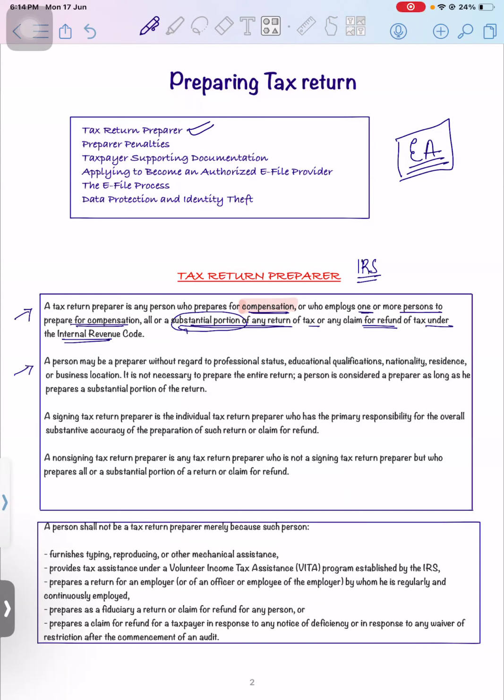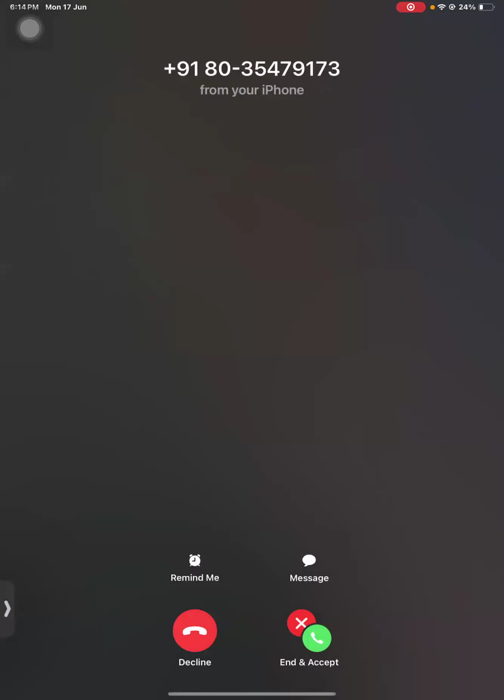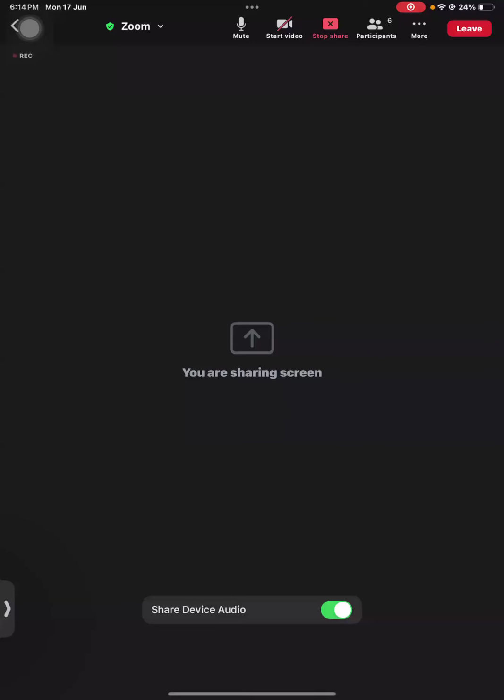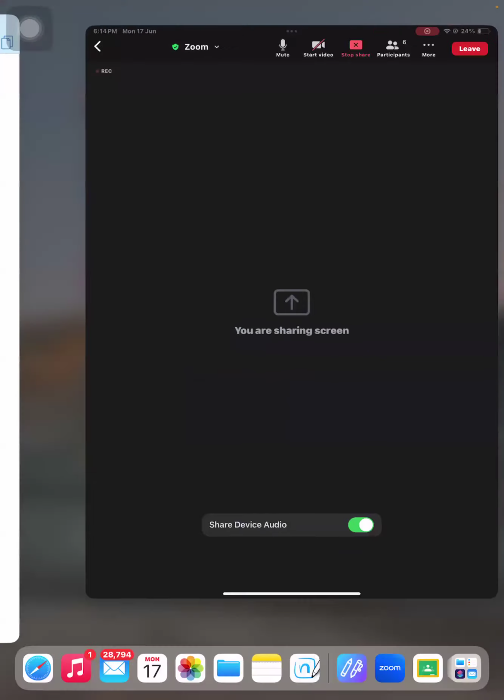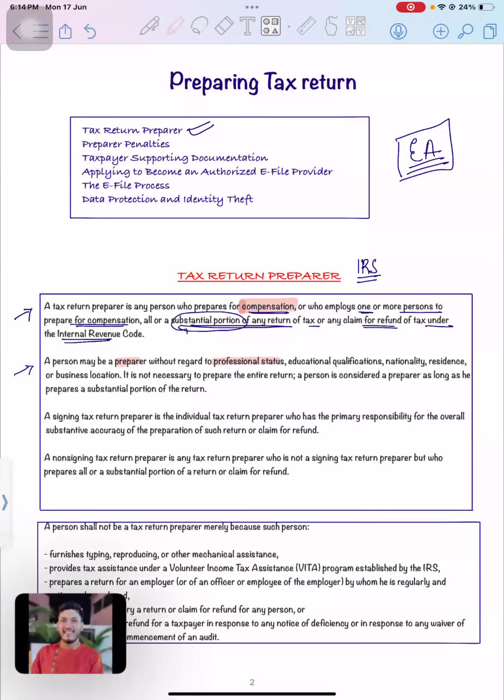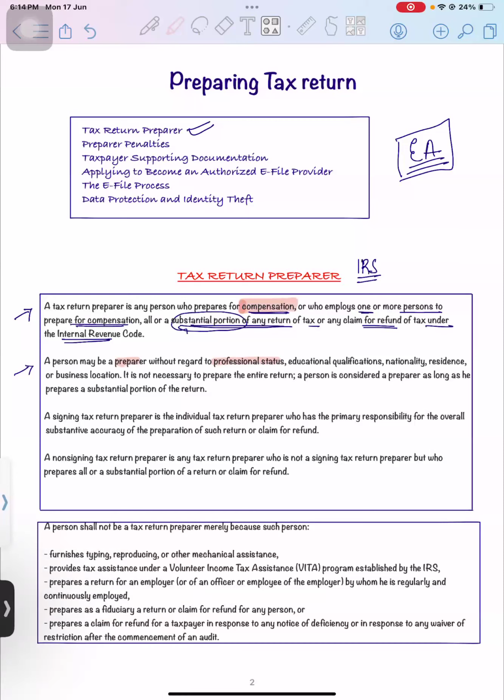Second, a person may be a preparer without regard to professional status. Anyone who is not an EA, even those persons who have not achieved any qualification, right? They are also working at the Big Four companies. They are also working in the KPO industry, where they are actually preparing the return.